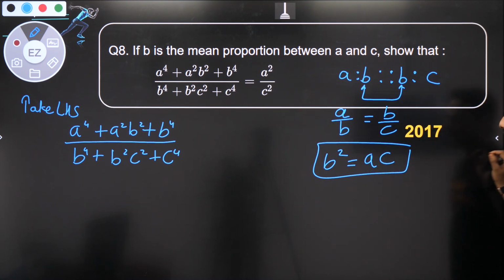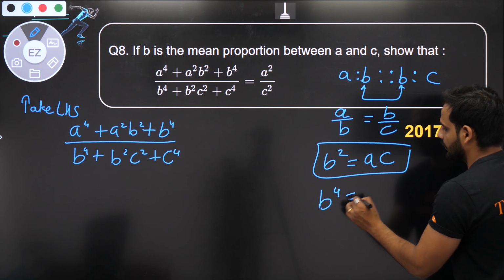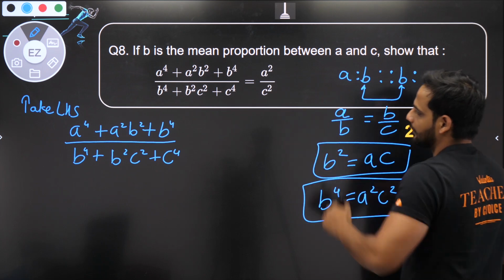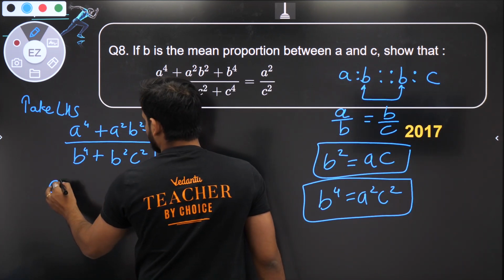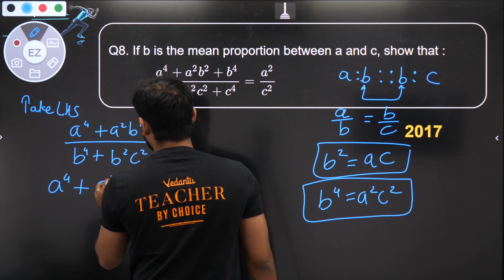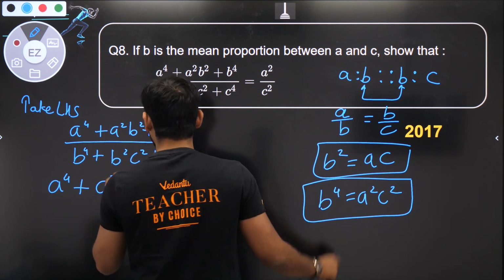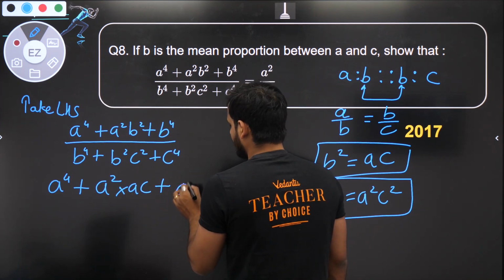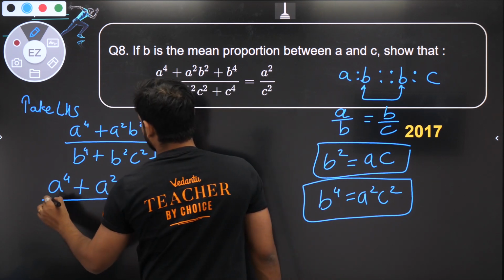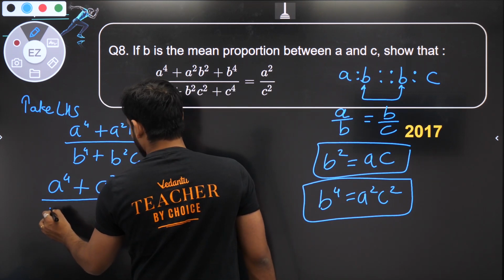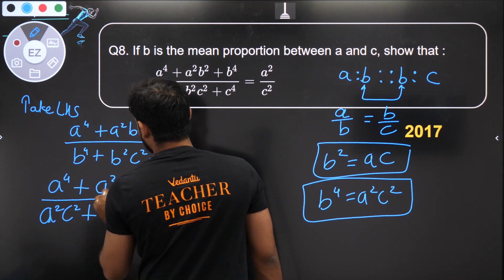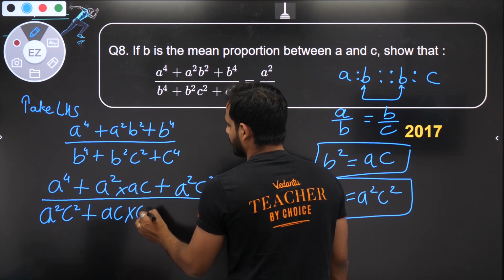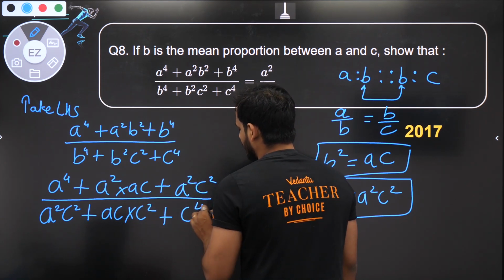If b^2 is equal to ac, I can say b^4 will be a^2c^2, squaring on both the sides, right? Let us replace this part here. The numerator will become a^4 plus a^2 into b^2, which is ac into ac, plus b^4, which is a^2c^2, divided by, in the denominator, b^4 which is a^2c^2, plus b^2 which is ac into c^2, plus c^4.